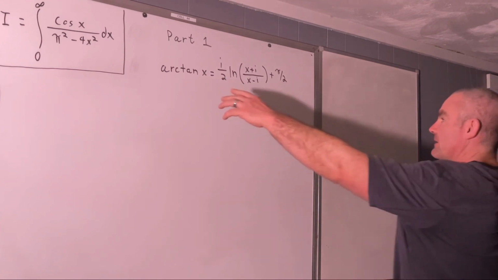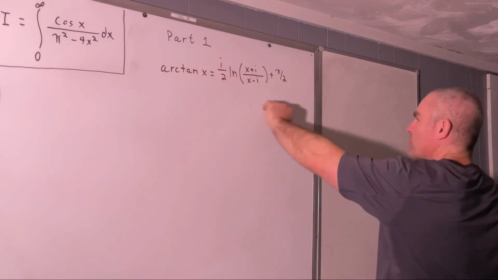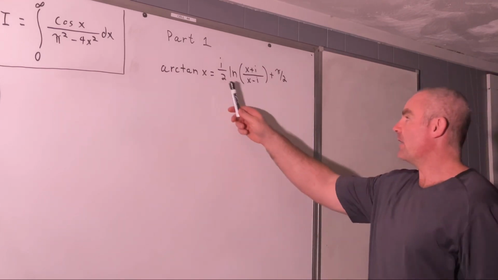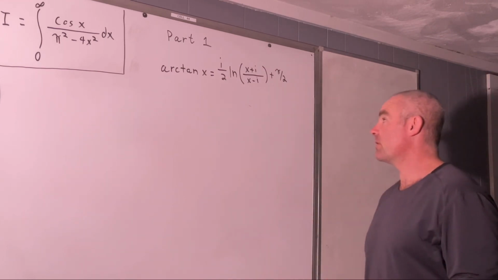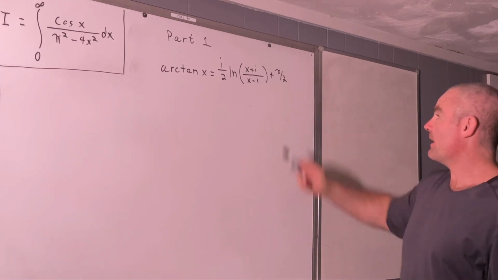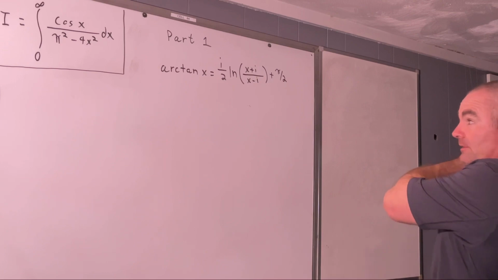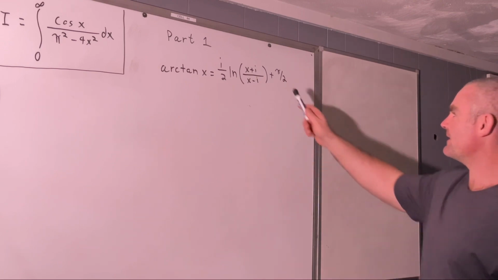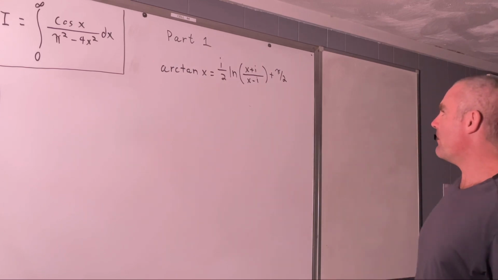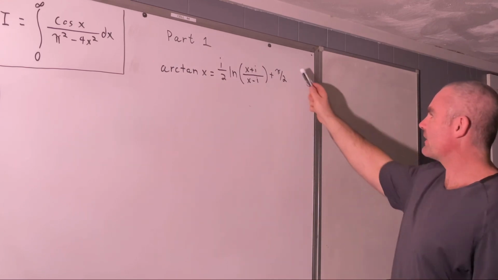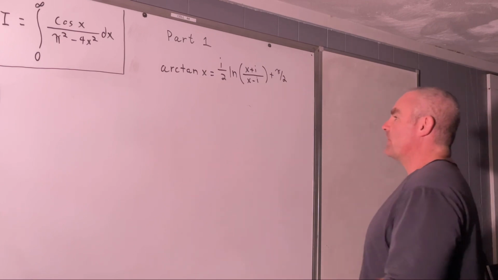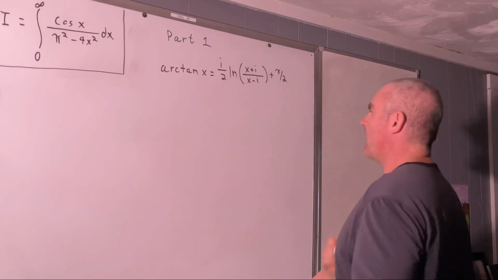The first part is just proving or showing this identity, that arctangent x is equal to i over 2 times the natural log of (x plus i) over (x minus i), plus pi over 2. That plus pi over 2 is actually important. I've seen this identity on the internet a whole lot, and for some reason, some people forget that plus pi over 2, but that actually should be there. And here's what we do.